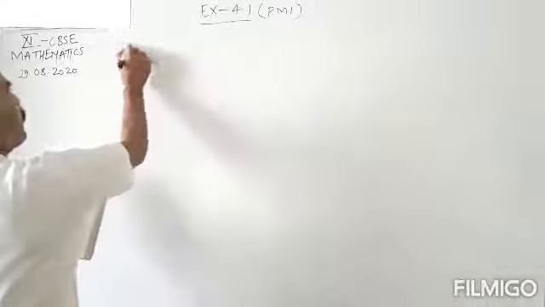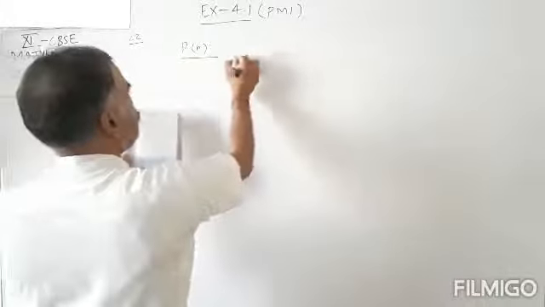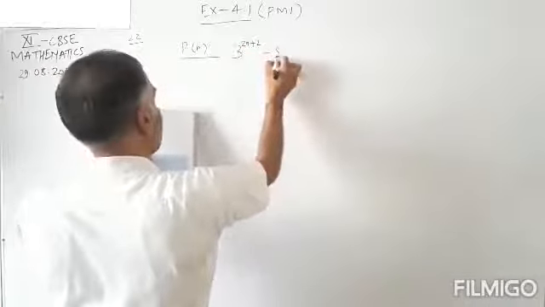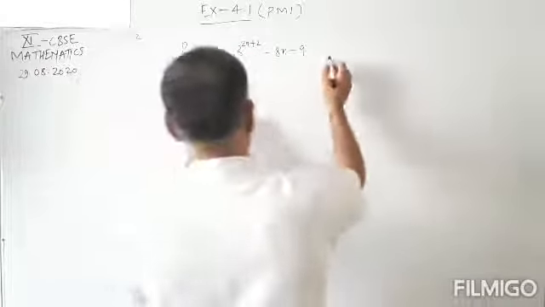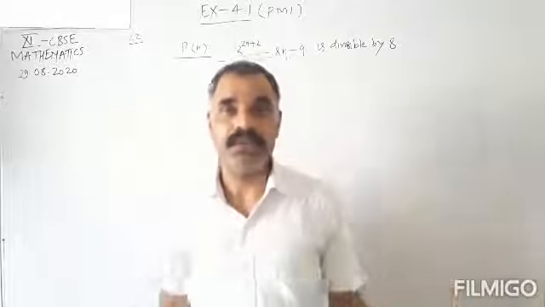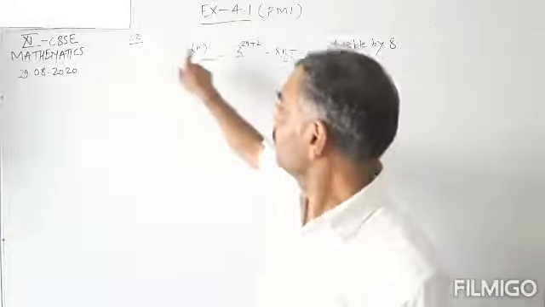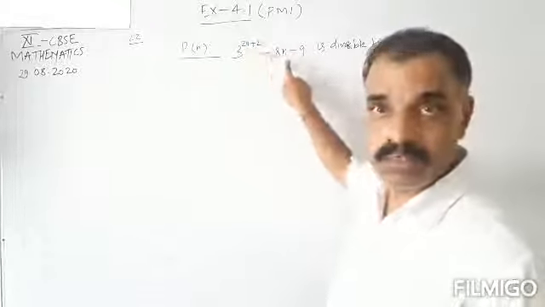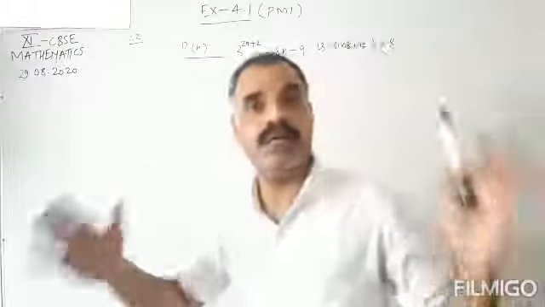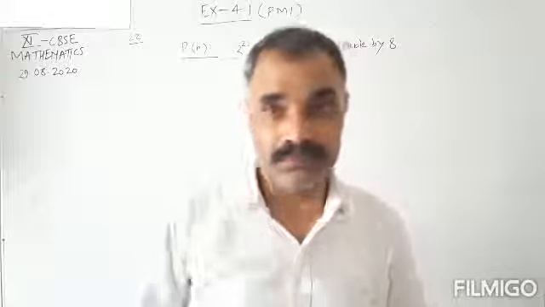Okay, so question number 22, a very important question. Pn is the mathematical statement: 3 to the power 2n plus 2 minus 8n minus 9 is divisible by 8. Prove the given mathematical statement using the principle of mathematical induction, that 3 to the power 2n plus 2 minus 8n minus 9 is divisible by 8.